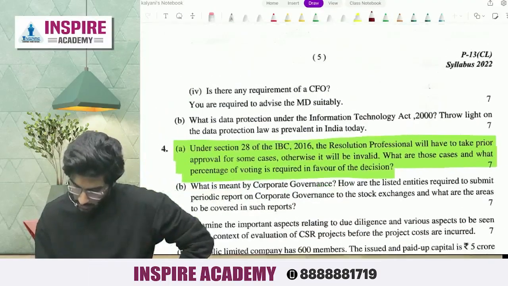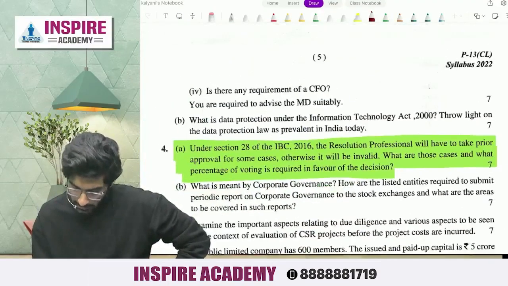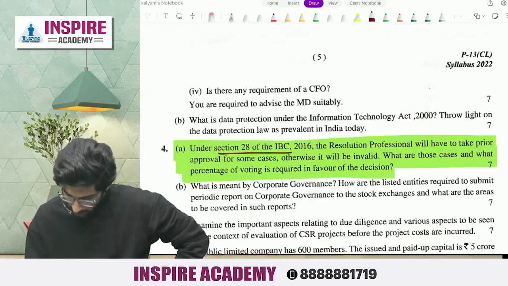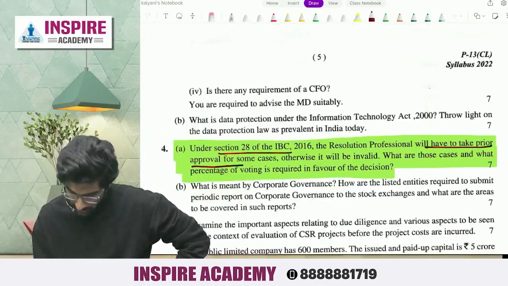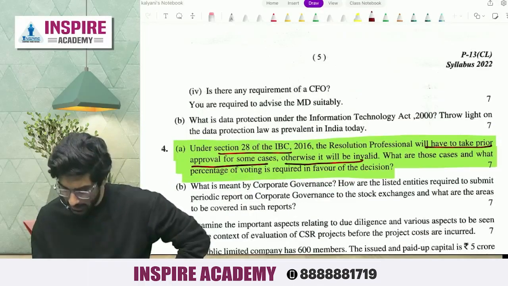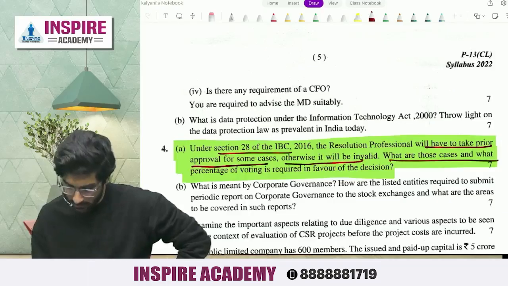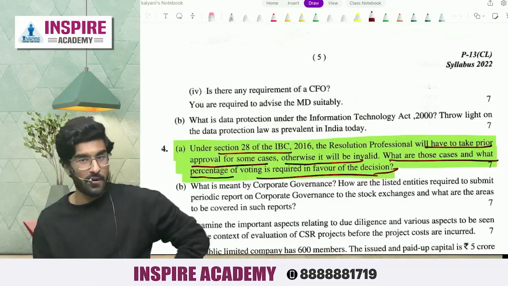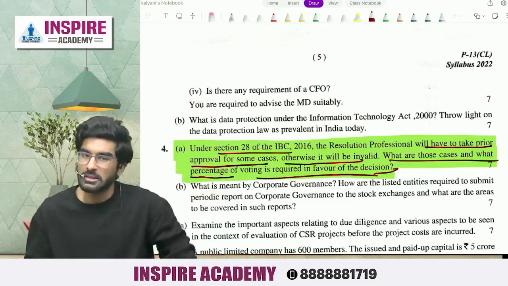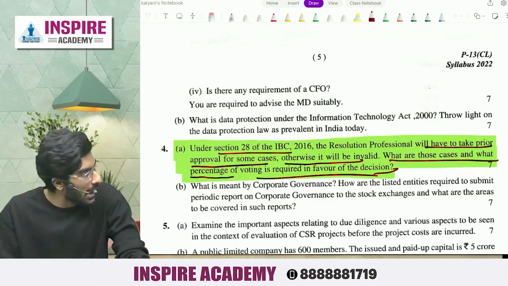Now people, let's look over here. Under section 28 of IBC, RP will have to take prior approval for some cases, otherwise it will be invalid. What are those cases and what percentage of voting rights is required in favor of that decision? Again people, this is from the chapter of CIRP.